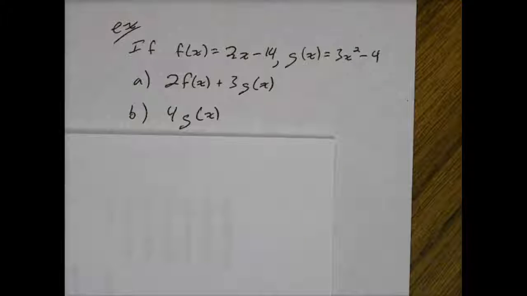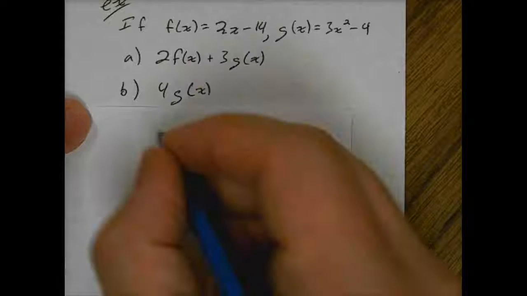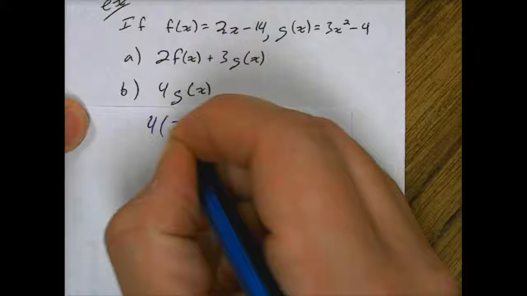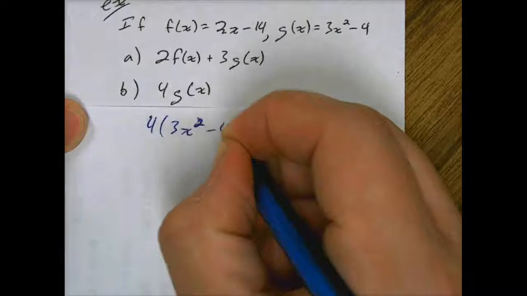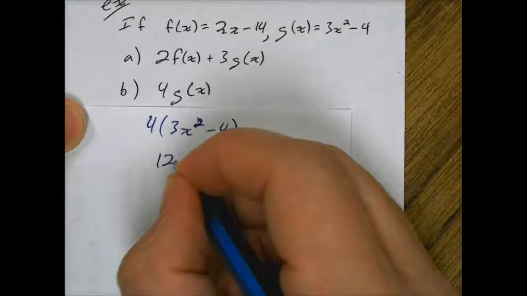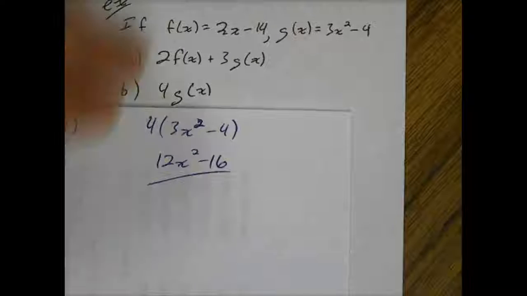All right, same sort of idea, but this one is just 4 times g of x, so it's a little bit simpler. So 4 times what g of x is, so 3x squared, that's a 2, minus 4. 4 times 3 is 12, so x squared minus 16. All terms are combined, and they are alike.